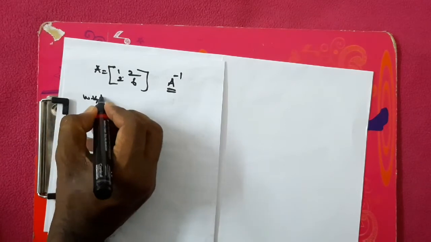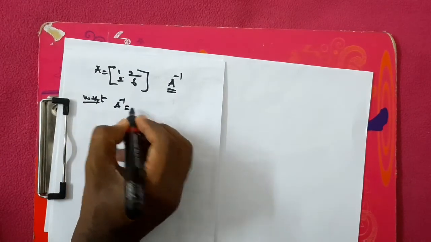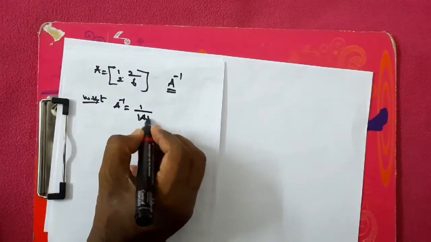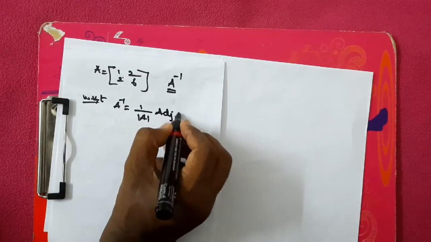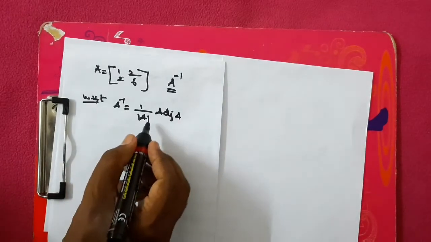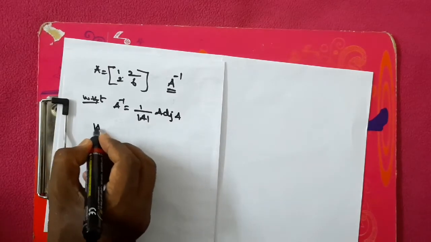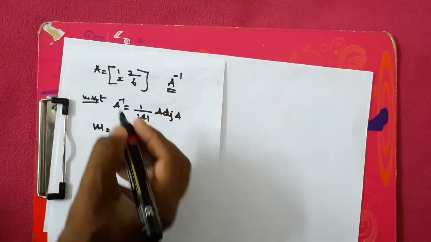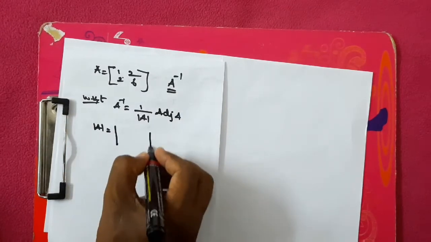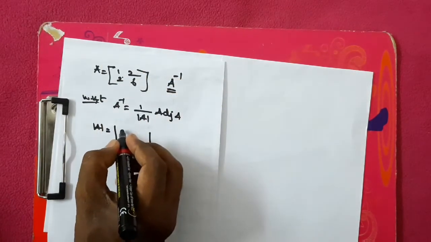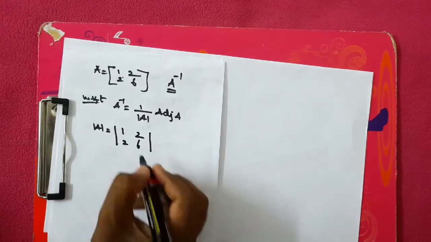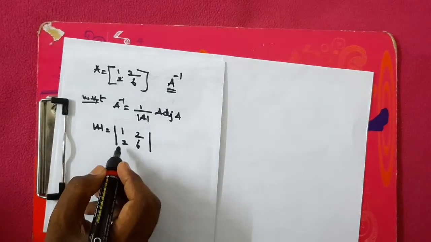We know that A inverse is equal to 1 by determinant of A into adjoint of A. So now, for this, first we have to prove the determinant of A is not equal to 0. So determinant of A: take the matrix A, apply the determinant, that is, remove the matrix symbols and put straight lines so that it becomes a determinant.